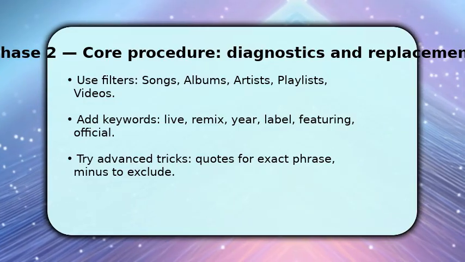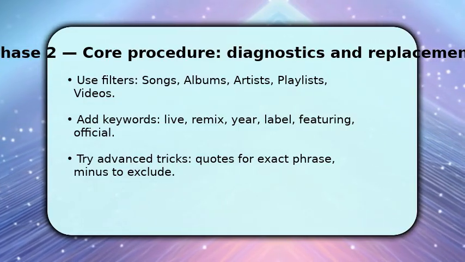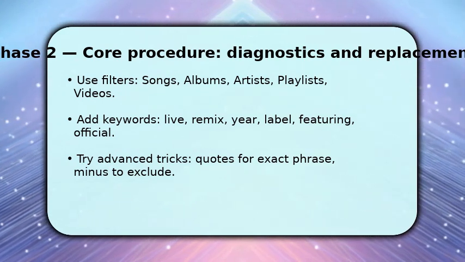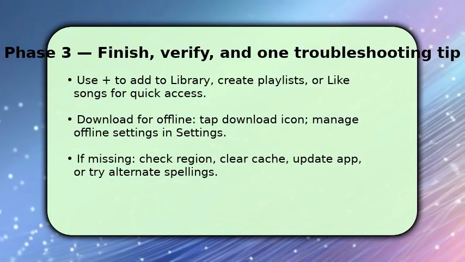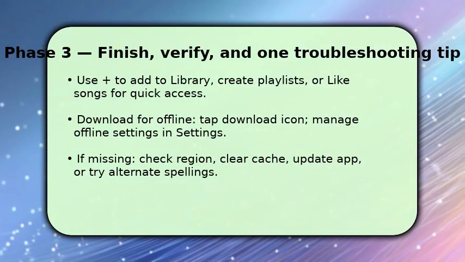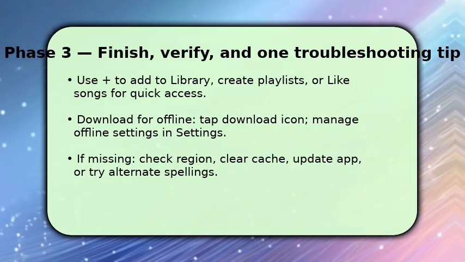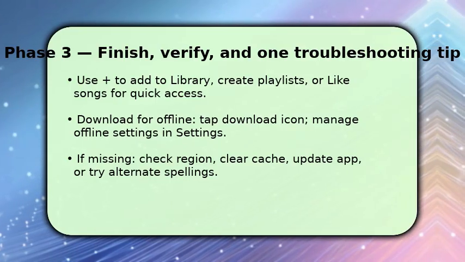If it's a playlist, sample multiple tracks to confirm consistent quality before following or saving it to your library. Finish by organizing and ensuring access when you need it. Tap the plus or like to add songs to your library, create playlists for sets, and download tracks for offline listening.